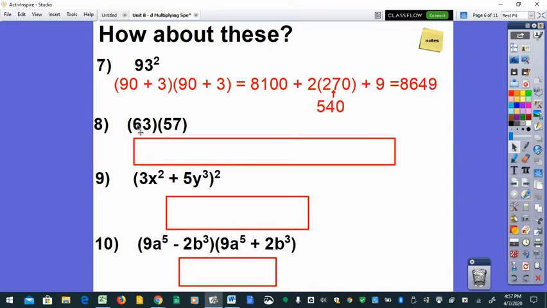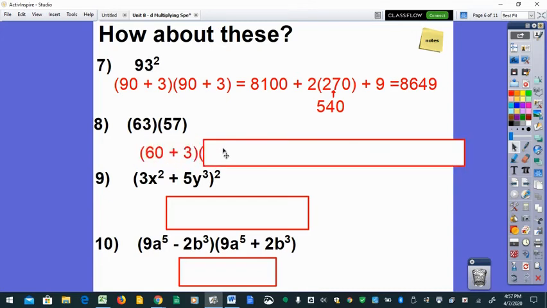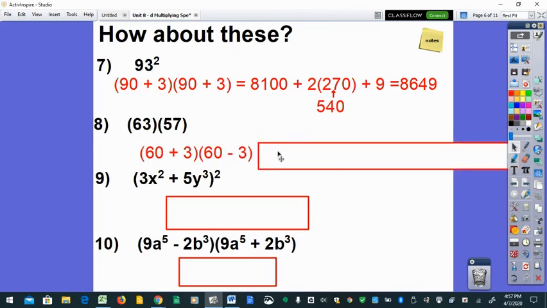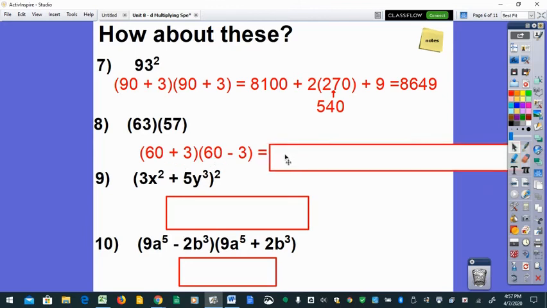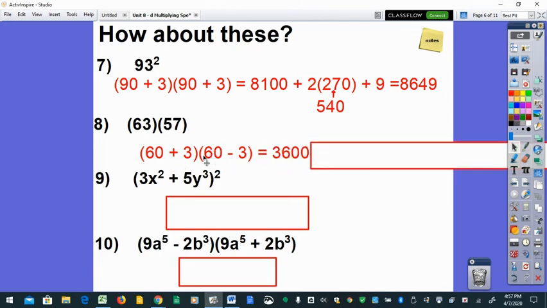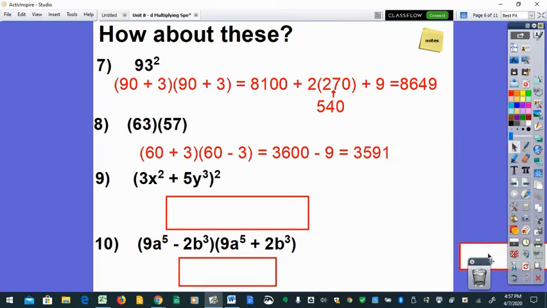Now down here, the 63 could be 60 plus 3. The 57 could be 60 minus 3. This is the off by a sign, so the middle term is going to fall out. This one's really easy because 60 times 60, well, 6 times 6 is 36. I need the two zeros, so 3,600. And 3 times 3 is 9, so it's 3,600 minus 9, which is going to be 3,591. And I never picked up a calculator. So it's just something that you can see.